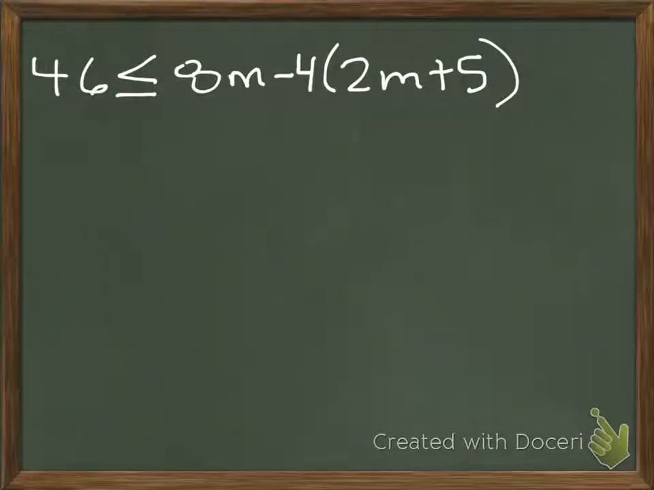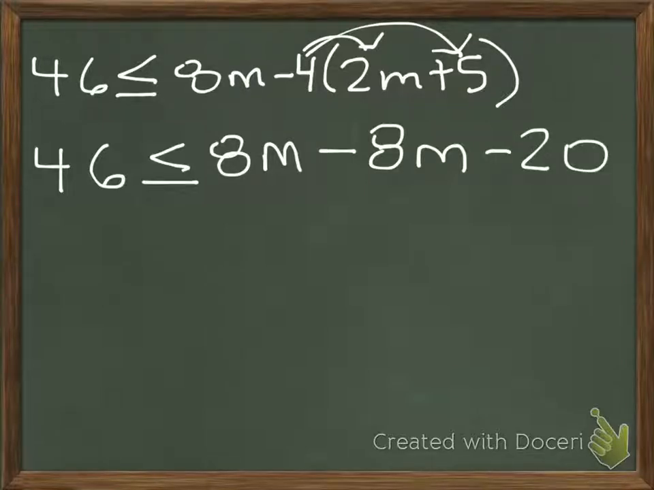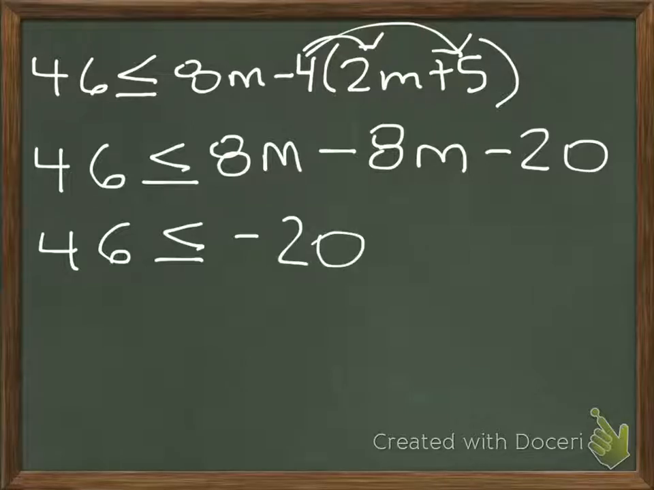And one more, we're going to solve for m. So we have to distribute. We get 46 less than or equal to 8m. Negative 4 times 2 is negative 8m. And then you have negative 4 times 5, which is negative 20. So in this case, we have 8m minus 8m, which gives us 0. So you're left with this. And if you read this, it says 46 is less than or equal to negative 20, which is not true. So we're going to say no solution.